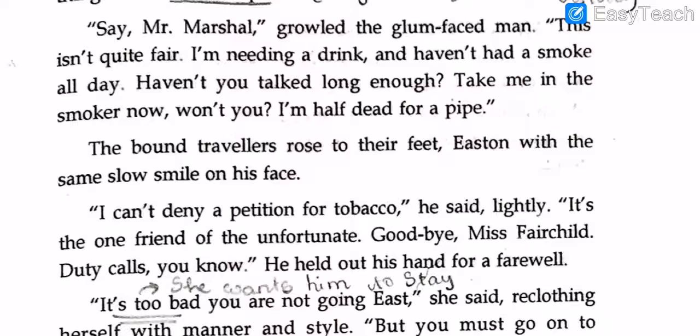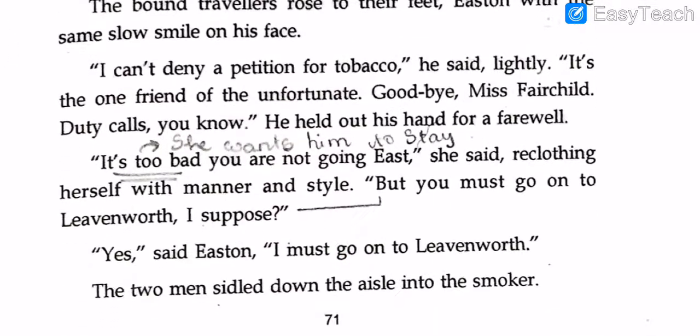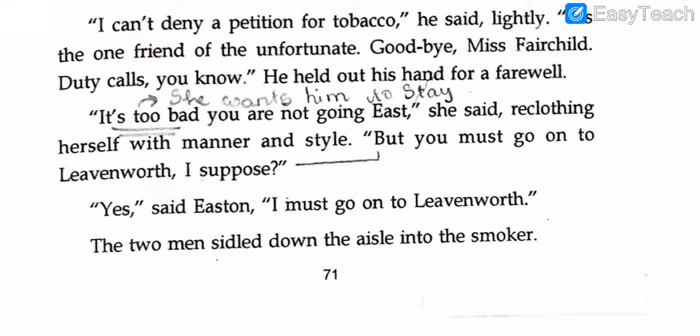So the bound travelers rose to their feet and Easton, with a slow smile on his face, said, I can't deny a petition for tobacco, he said lightly. It is the friend of the fortunate. So over here, Mr. Easton says that I cannot deny a petition for tobacco. It's the one friend for the unfortunate. Unfortunate as in, unfortunate that he's the prisoner, and tobacco is the only friend of this prisoner now, and tobacco is the only thing that will keep this guy going.